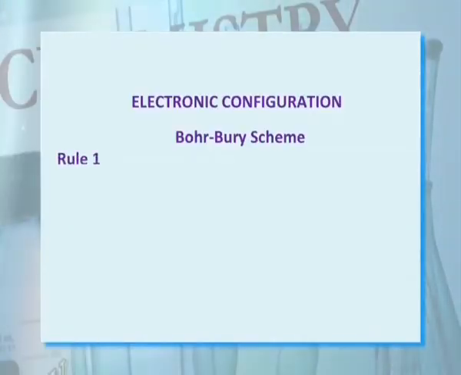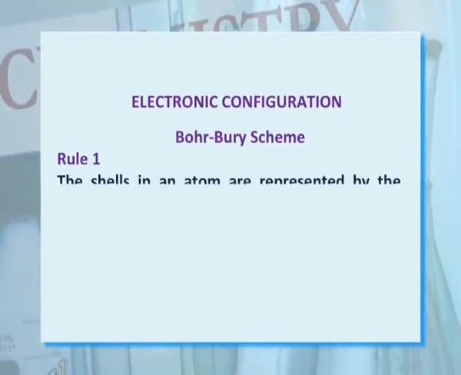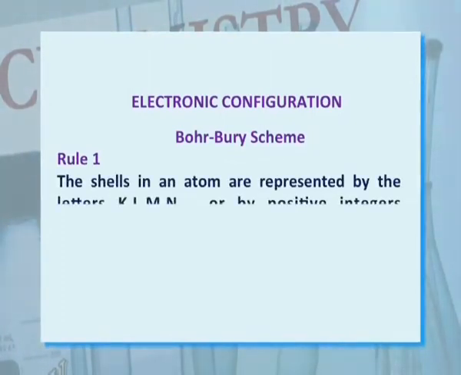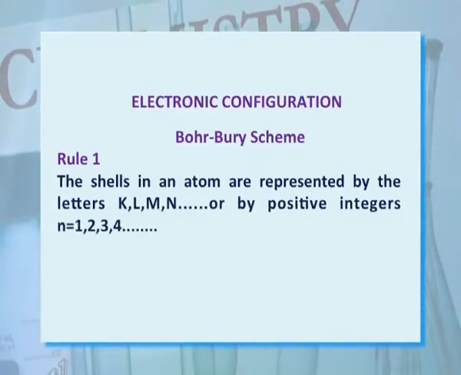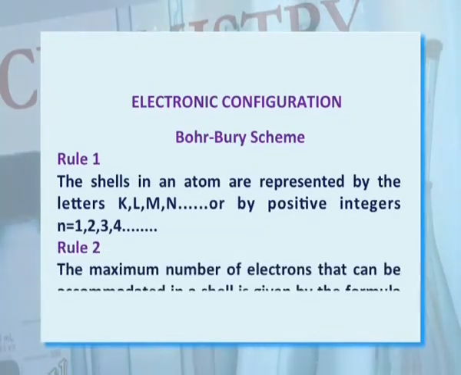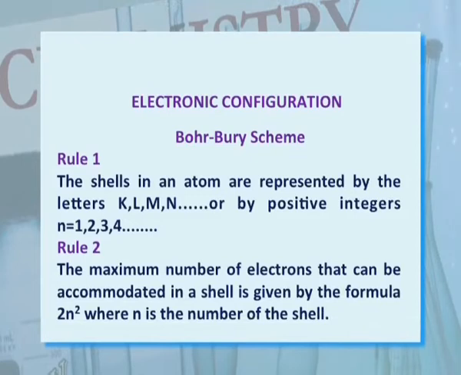Electronic configuration follows a rule or scheme called the Bohr-Bury scheme. According to this rule, the shells in an atom are represented by the capital letters K, L, M, N, or by the positive integers n equal to 1, 2, 3, 4, which represent the number of shells: the first shell, second shell, third shell, fourth shell, etcetera. Rule 2: the maximum number of electrons that can be accommodated in a shell is given by the formula 2n square, where n is the number of the shell.